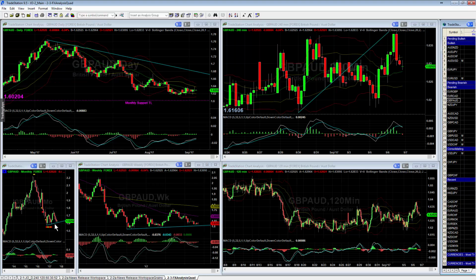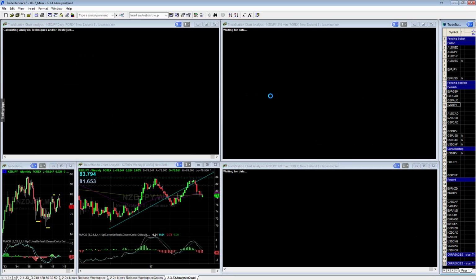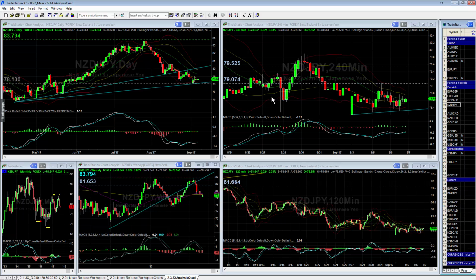We have a new month now that we're in September, so we can update that and we'll keep an eye on that. And finally, with the Kiwi yen, you can see we have a support break that we can be watching on the 240. We're still watching to see if we can break through this support trend line here on the daily, and that's it. The break point's now at about 78.1.